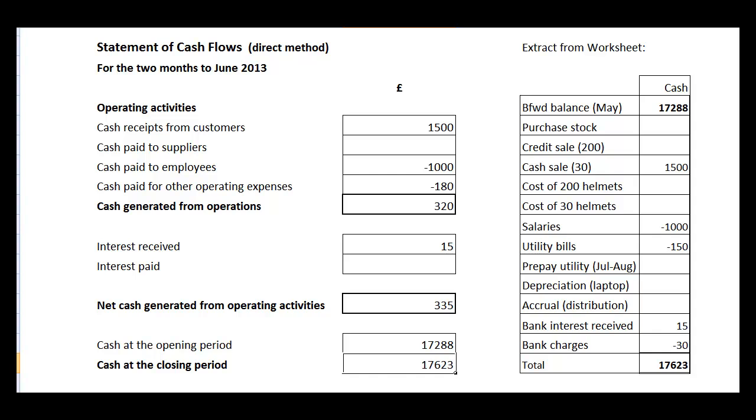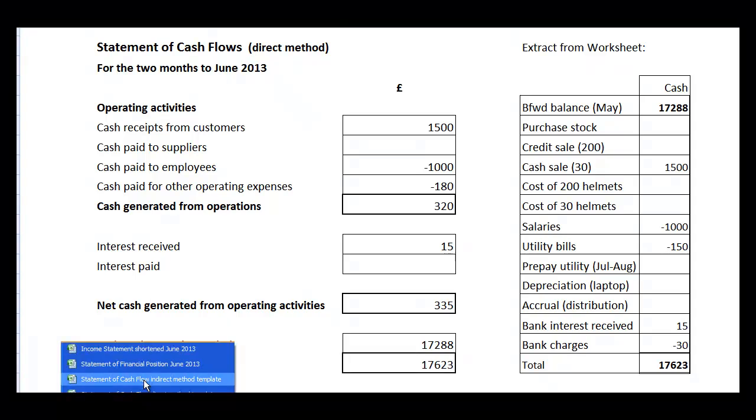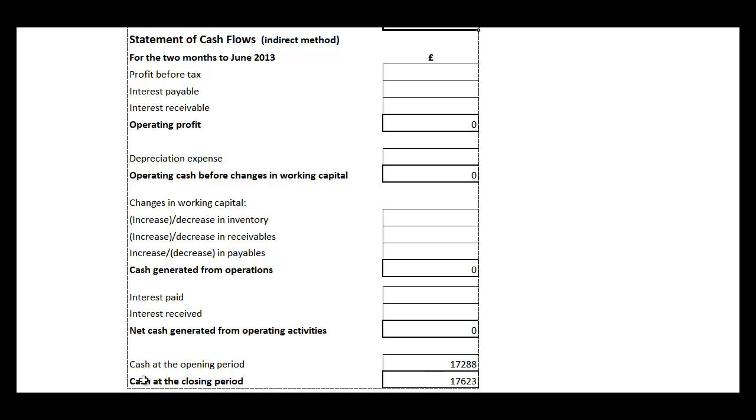This is quite different in approach to our indirect method, which begins with an examination of the profit for the period, and in this case we started with £935 of profit before tax.